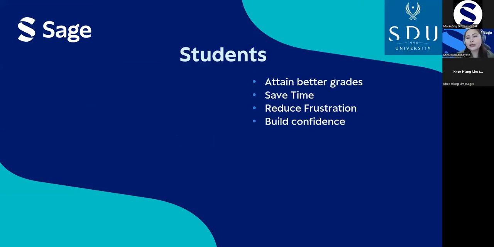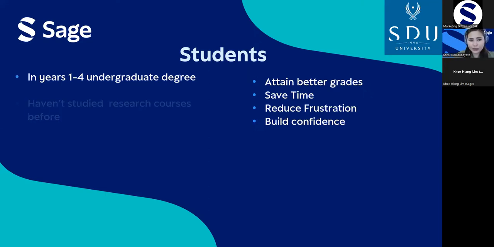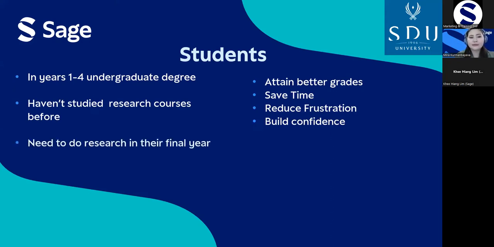So what our platform can do to help students, of course, is that you can attain better grades, you can save your time, you can reduce your frustration, because I know a research project can be a little bit overwhelming. You may feel a bit anxious about the whole process. And of course, with that, we help you to build confidence. So with that in mind, you are probably in years 1 to 4 of an undergraduate degree. You probably haven't studied research courses before, and eventually you will need to do your research in your final year.